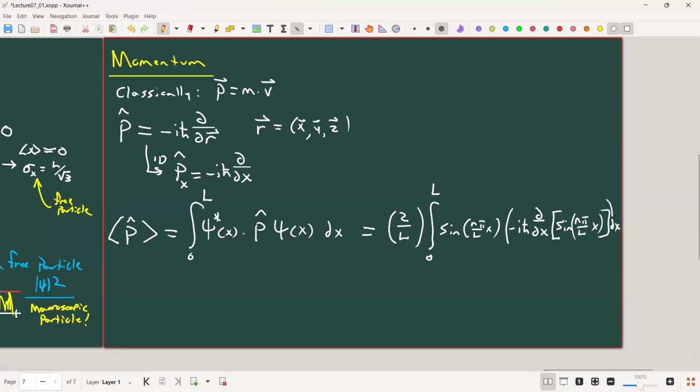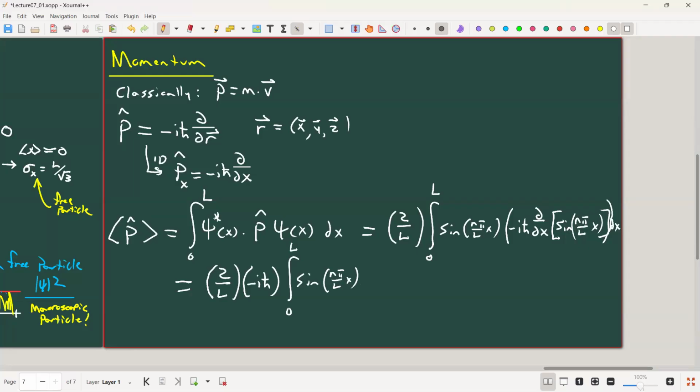Okay, so before we do any integral, we have to evaluate this derivative. Of course, the derivative of sine is cosine, very easy, not too complicated. So we have a factor of 2 over L. Okay, I'm going to factor out the minus i h bar. And now what we have is an integral from 0 to L of sine n pi over L x. And now we have to take a derivative of that sine, which is cosine. And then with the chain rule, we get an additional n pi over L. So I'll put that over here. And we get cosine n pi over L x dx.